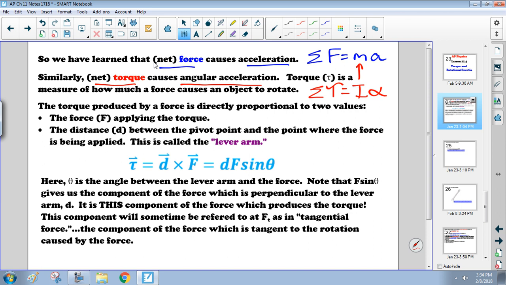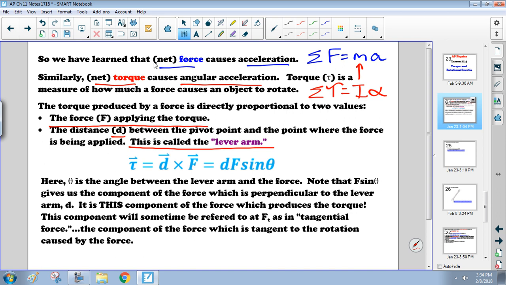So how do you produce a torque? Well, what we learned last year was that the torque produced by a force is proportional to two values. It's proportional to the amount of force applying the torque, the force that's attempting to make your object rotate or change how it's rotating, and then the distance d between the pivot point and the point where the force is being applied. And remember, we called that the lever arm.